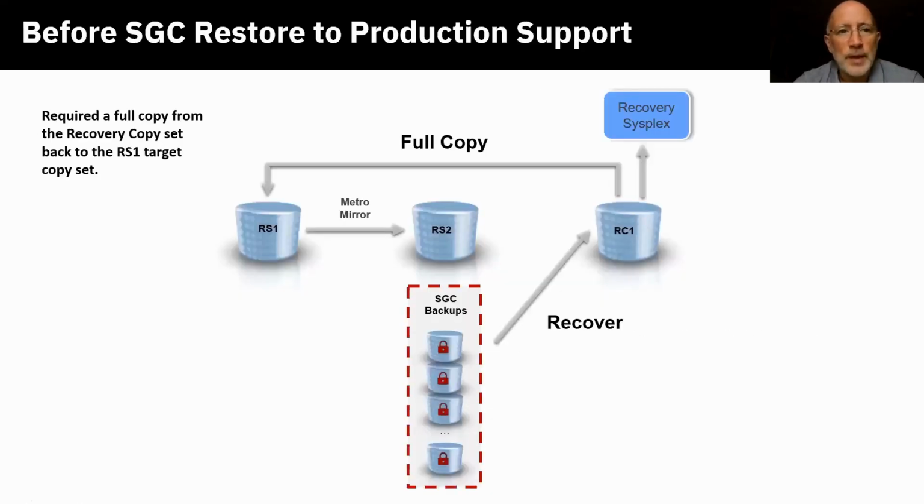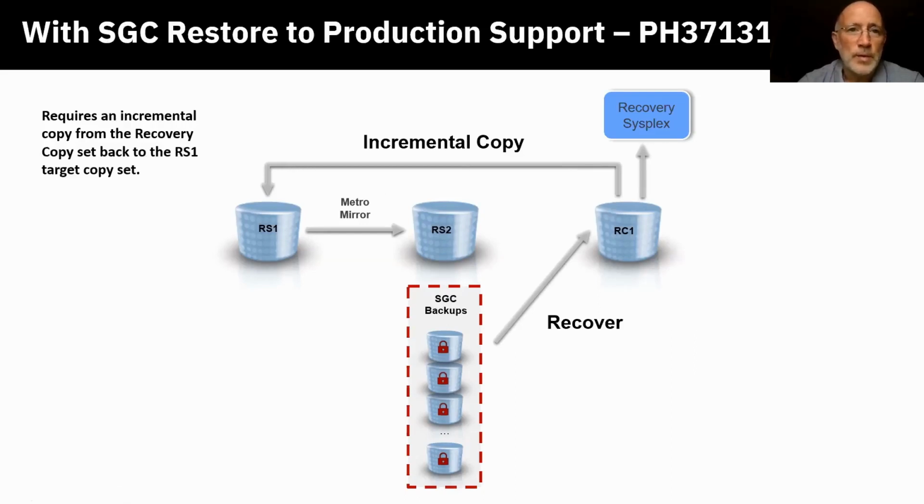We mentioned earlier that with safeguarded capture, you cannot today restore back to production. That changes at the end of this month with what we said was PH37131. So before this APAR was available, if you took a safeguarded backup that you wanted to restore back to production, you would have to recover it to the recovery copy set and then do a full copy back to production.